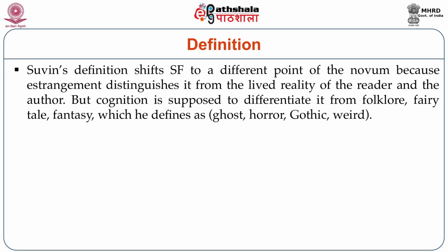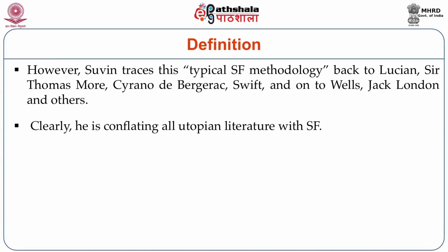estrangement distinguishes it from the lived reality of the reader and the author. But cognition is supposed to differentiate science fiction from folklore, fairy tale, or fantasy, which he defines as ghost, horror, gothic, weird, and for which his example is, for example, H.P. Lovecraft. Cognition implies a creative approach tending toward a dynamic transformation rather than toward a static mirroring of the author's environment. However, Suvin then traces this typical science fiction methodology back to Lucian, Sir Thomas More, Cyrano de Bergerac, Swift, and on to H.G. Wells, Jack London, and others. Clearly, he is conflating all utopian literature with science fiction.